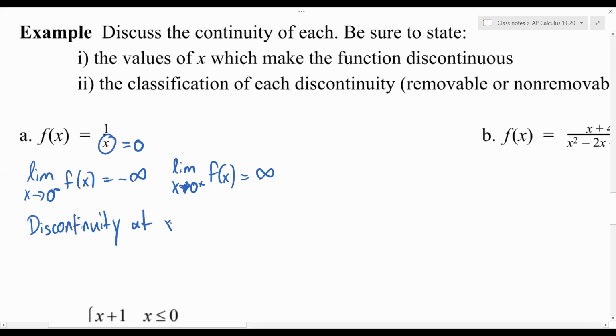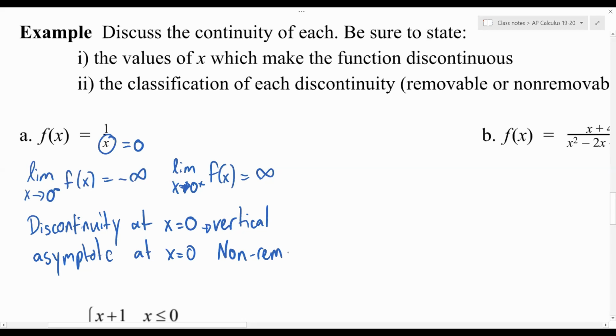at x equals 0. What kind of discontinuity is this? When a limit is equal to positive or negative infinity, what do we have? A vertical asymptote at x equals 0. And if we have an asymptote, can we fix that with just one point? No. So this is a non-removable discontinuity.